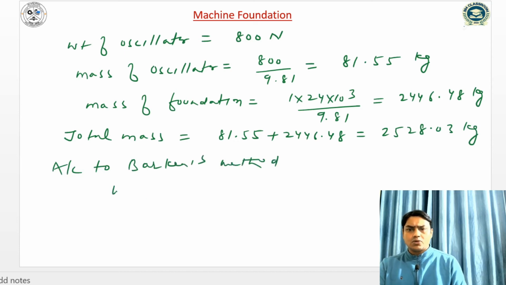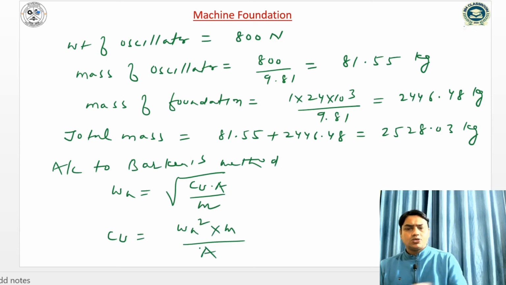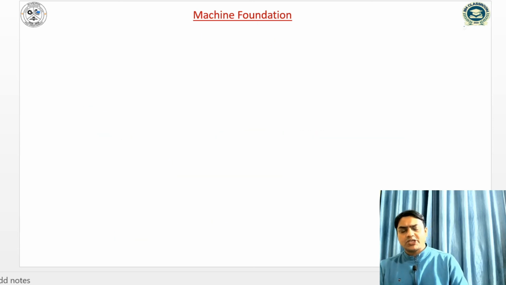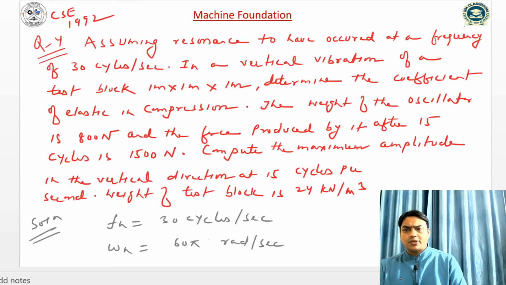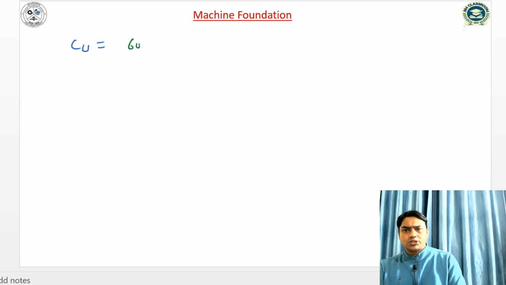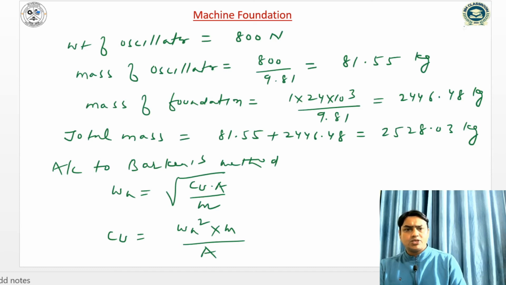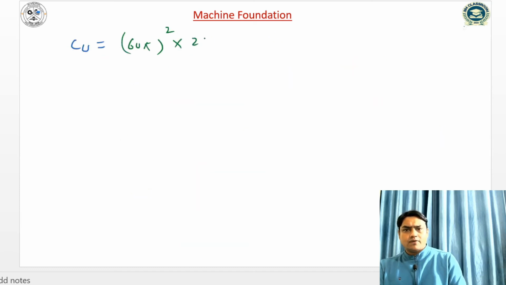So according to Barkan's method, omega n is equal to the square root of CuA divided by M. So Cu is equal to omega n square into M divided by A. So the coefficient of elastic uniform compression can be computed as Cu equal to omega n square into M. Omega n is 60 pi, so 60 pi whole square, into M, which is 2528.03, divided by base area. So it will be 1.